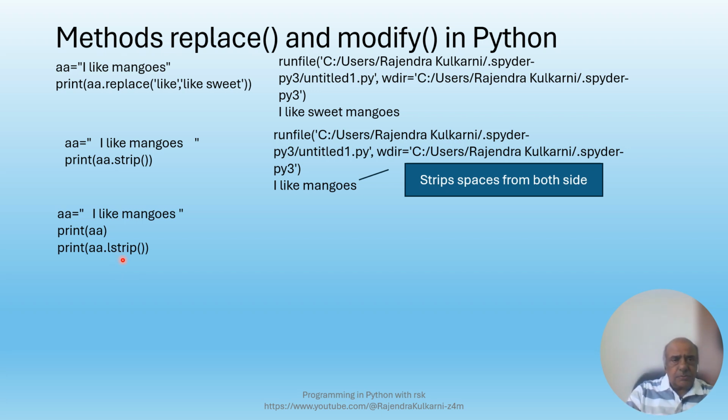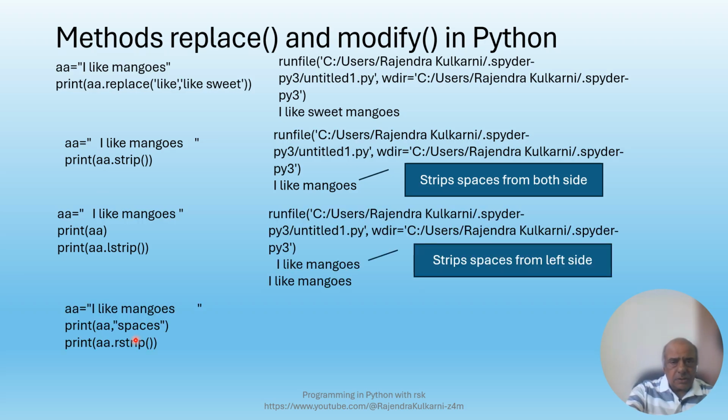Then lstrip removes the white spaces from the left of the string, then rstrip removes the spaces from the right of the string. So here these are the spaces available on the right of I like mangoes. These spaces will be removed by the rstrip method. This space, which is on the left of the string, will be removed by lstrip.